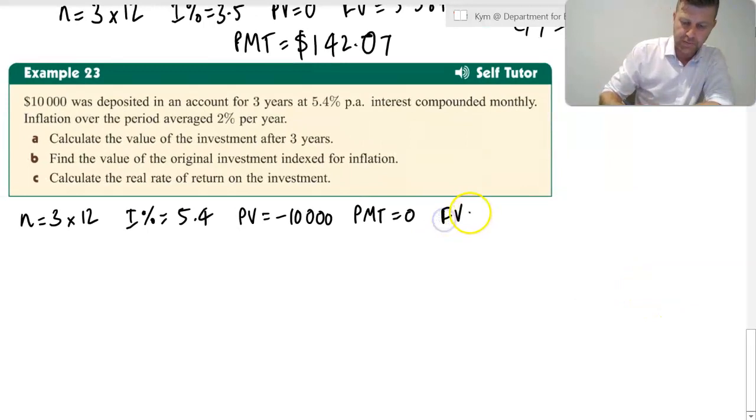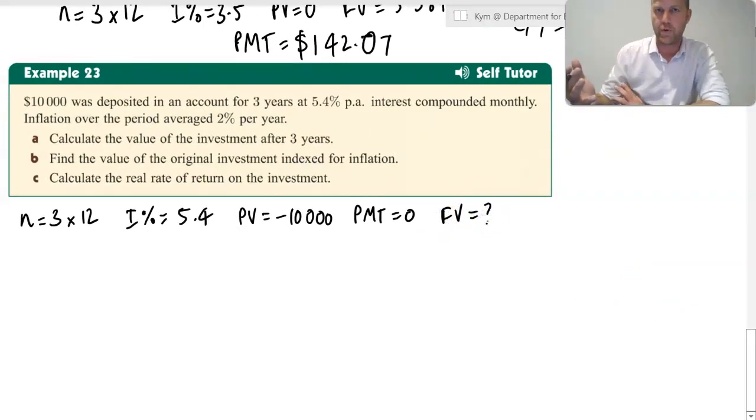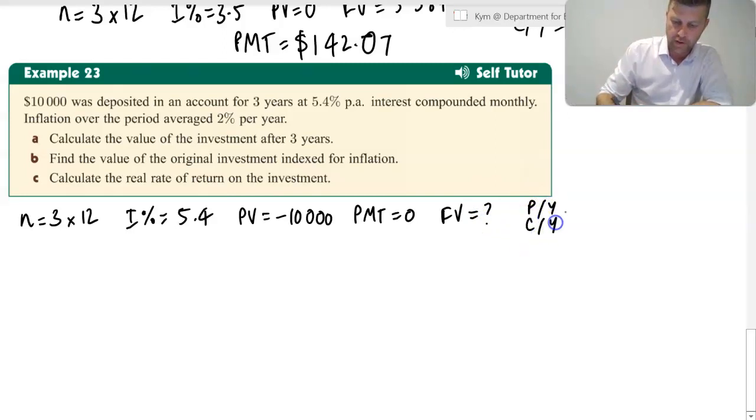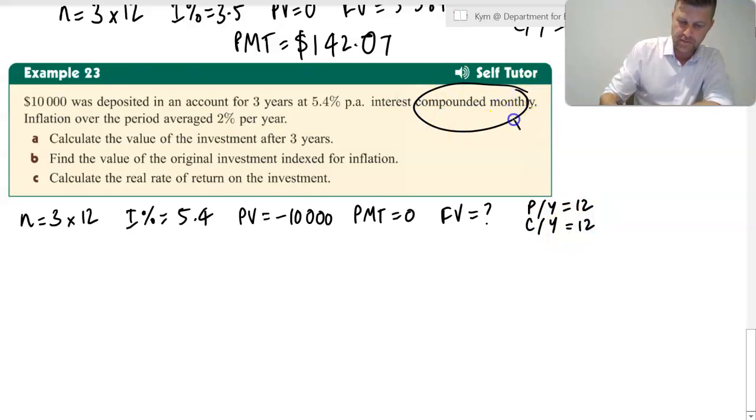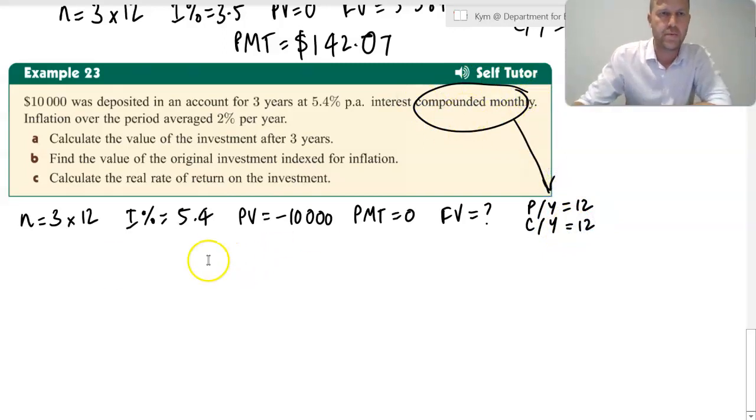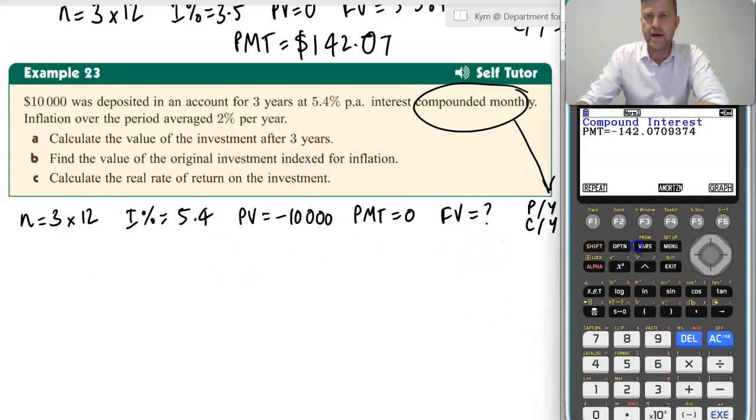The future value is actually what we're asking it to determine for us. What will it be worth in 3 years' time? And PY and CY, again, will both be 12 because it is being compounded monthly. So go ahead and put those values into the graphics calculator and ask it to calculate the future value for us. So to do that, just change those values. N can stay as 36. The interest rate will change to 5.4.